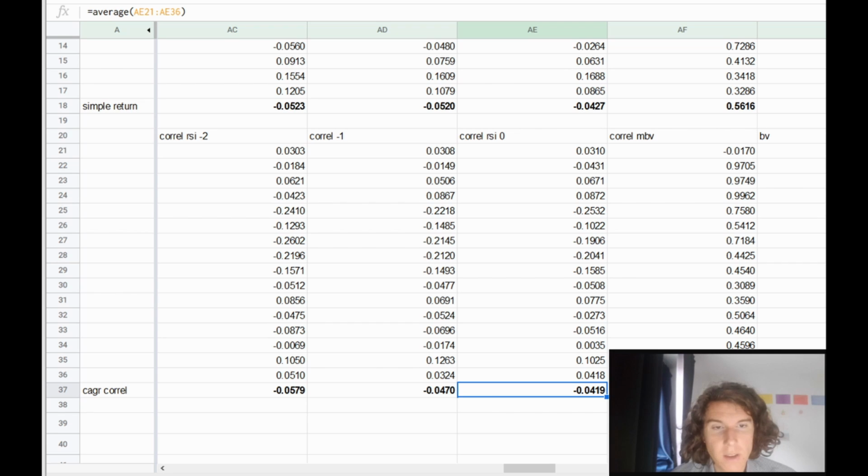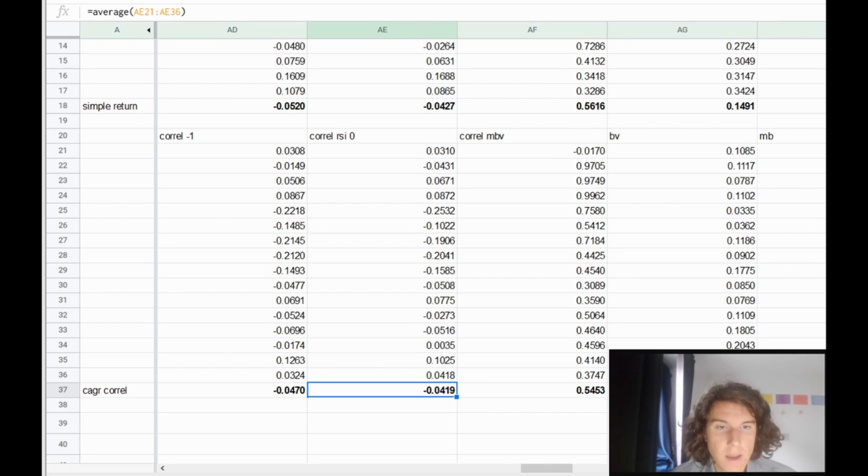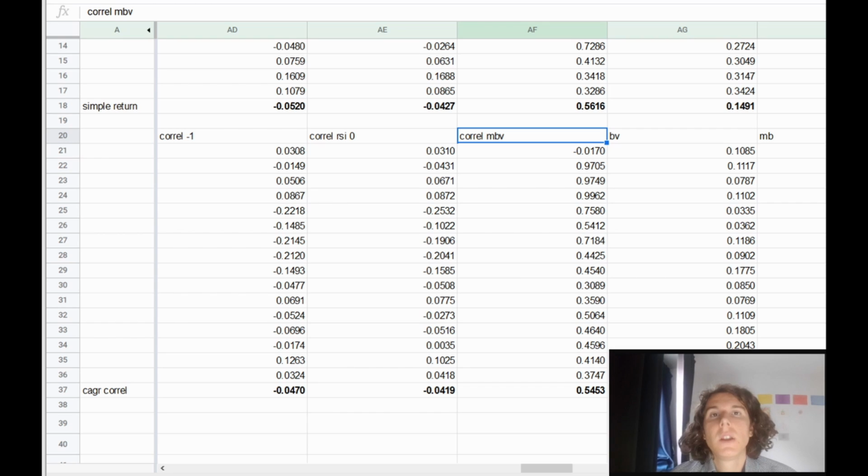Relative strength index 0 means it's the one of the last few days. Then MBV means the multimentum times beta times volume. The volume is overtrade, the current trade compared to the average volume.